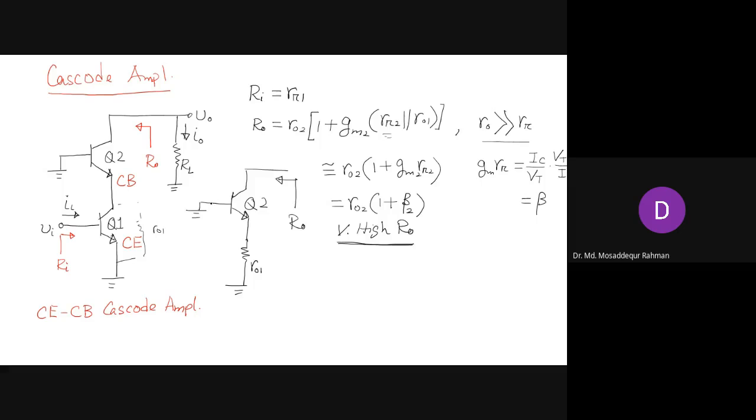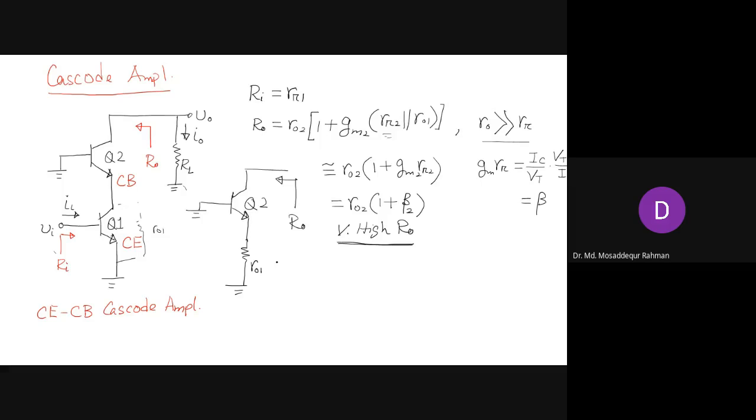Anyway, that is not our focus now. Our focus is the basic operating principle of this cascode amplifier and what the different features are. One feature we have determined is the input resistance, same as the common emitter, because the input is our common emitter configuration, and the output resistance we get like this, which gives us a very high output resistance. Now, what are the other features?